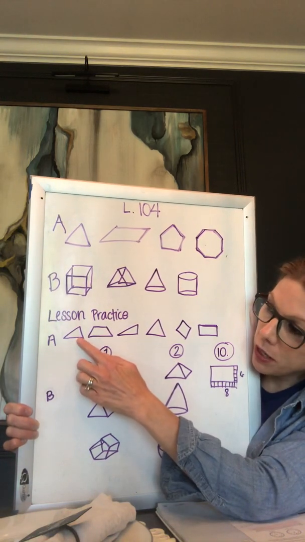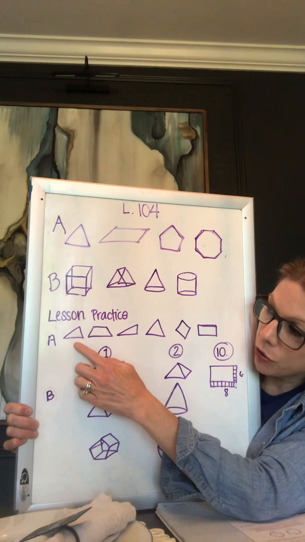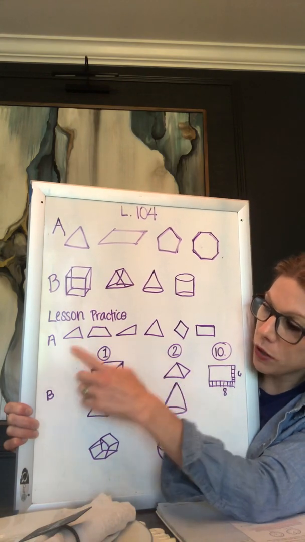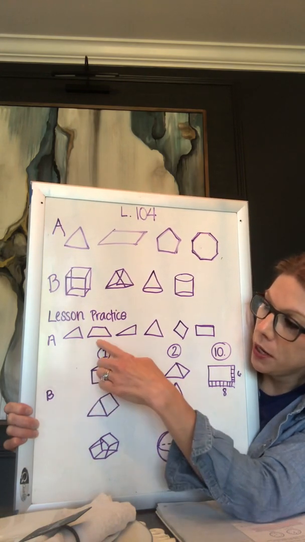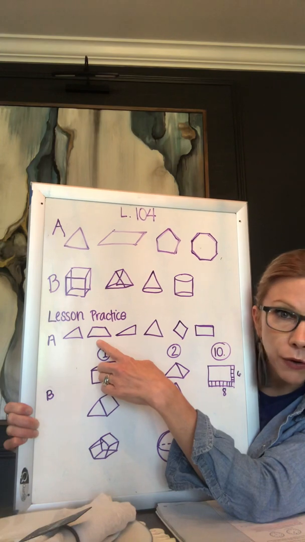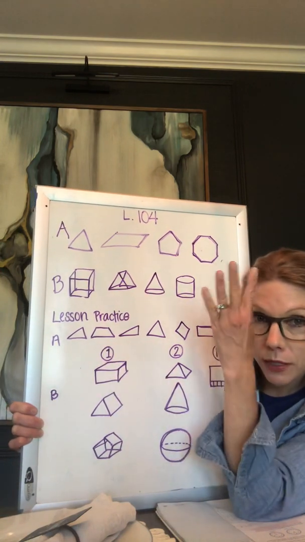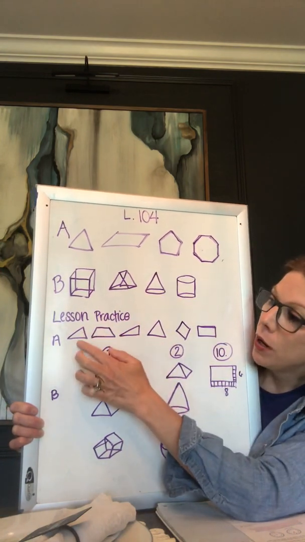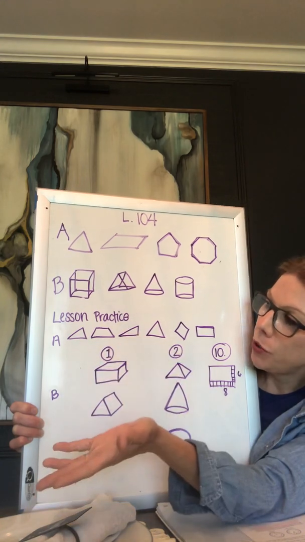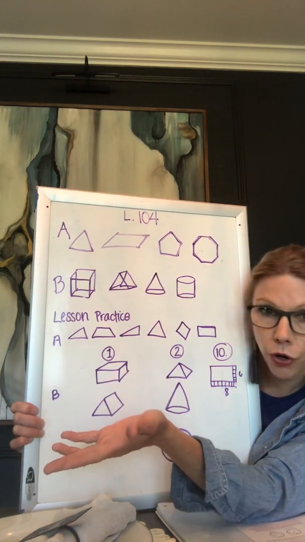So this shape has 3. This one has 4. So we know this one to be a triangle. This one's called a quadrilateral. What does quad mean? Quad means 4. So what they want you to do is put these shapes into 2 groups.